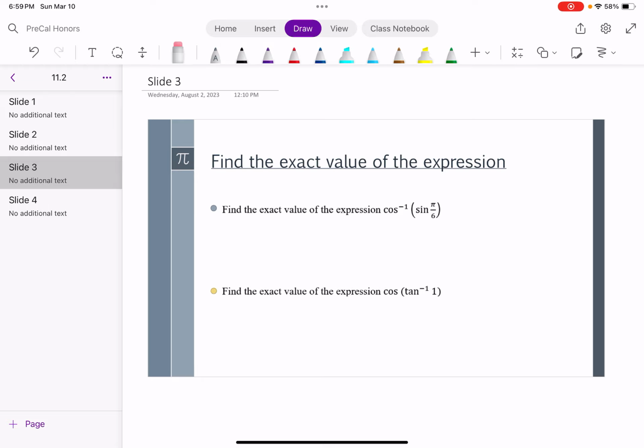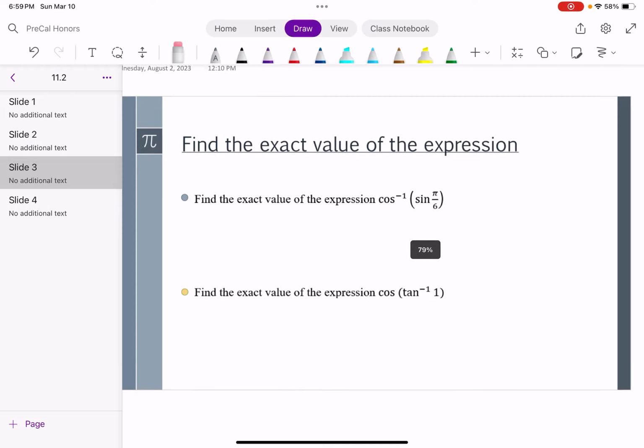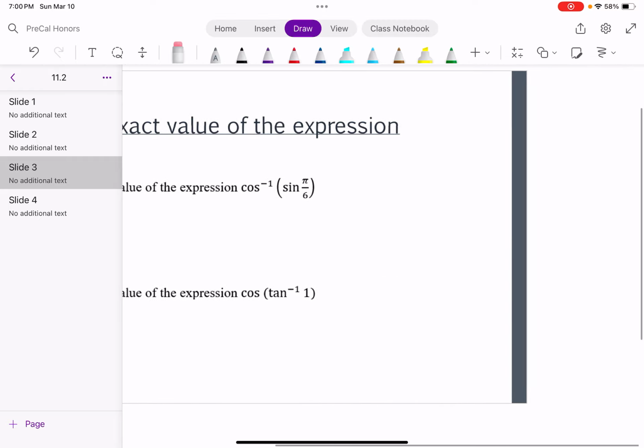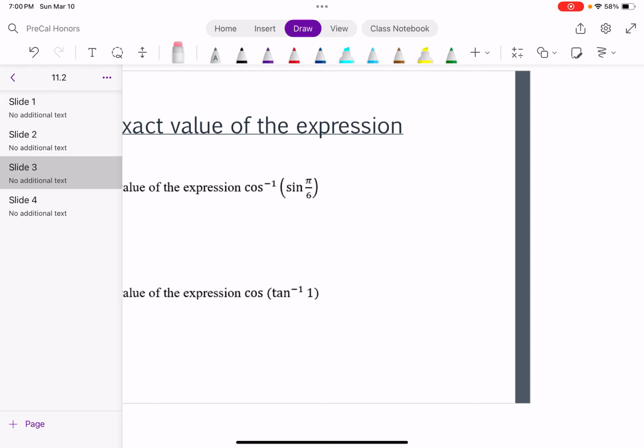In slide 3, we start off with our first question, which says, the inverse cosine of sine π/6. So the first thing we're going to do is have an understanding of where sine and π/6 would overlap. Now, the easiest way to work this problem out would be to go ahead and write out our table for our different functions.